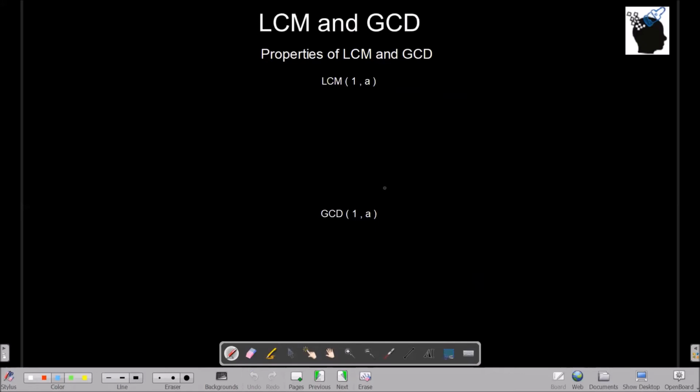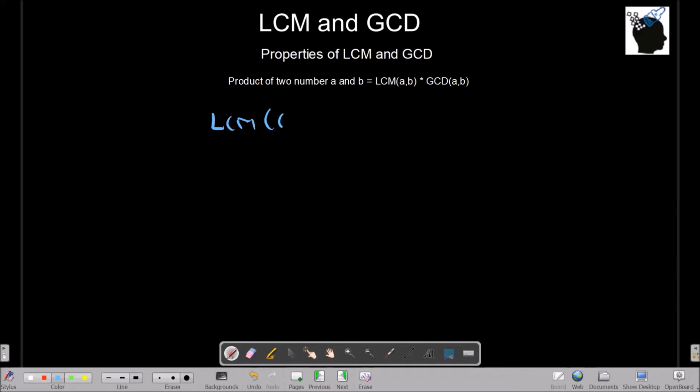How about LCM of 1, a? Now LCM of 1, a will be equal to a itself, and GCD of 1, a. Since 1 is a factor of all the numbers, GCD of 1, a will be 1. Now let's look at other properties of LCM and GCD. Now product of two numbers will always be equal to product of their LCM and GCD. Let's take an example. So let's take the two numbers as 6 and 8.